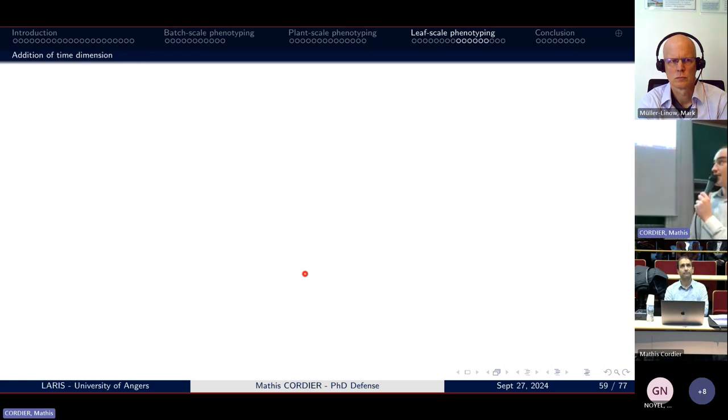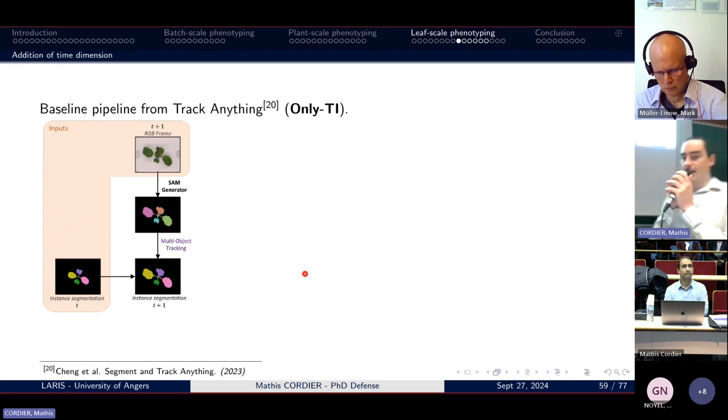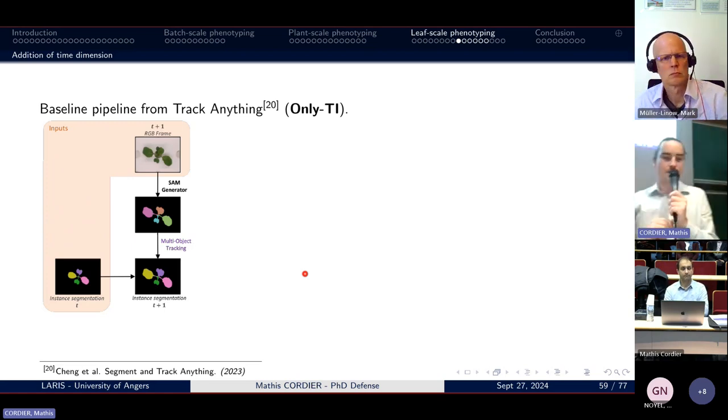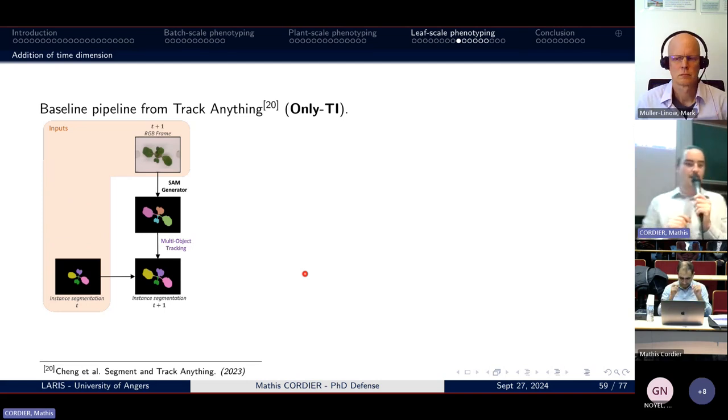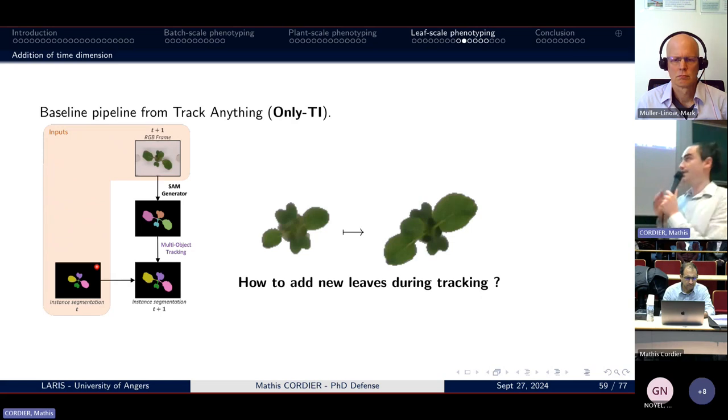So let's now move to the addition of the time dimension. In this case, we started from the Track Anything pipeline, which was also released in 2023. Here, Segment Anything is used to produce instances, and then we have multi-object tracking to match the instances produced by Segment Anything at T plus one with the instances tracked at time T. The issue with this approach is that in our datasets, we have the appearance of new leaves during the tracking. We have to take those new leaves into account, and we ask the question of how to add new leaves during the tracking.